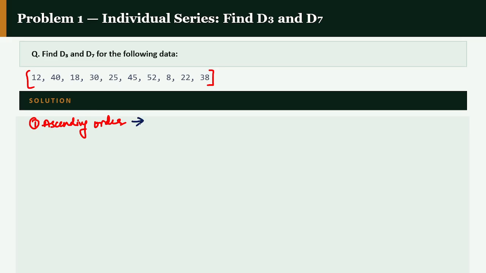We are arranging the data in ascending order. The least value is 8. Next least value is 12 and 18, 22, next 25, 30, next 38, 40, and the balance are 45 and 52.